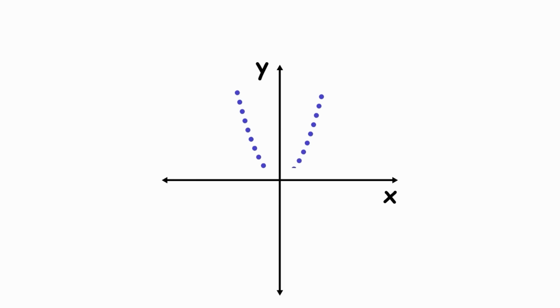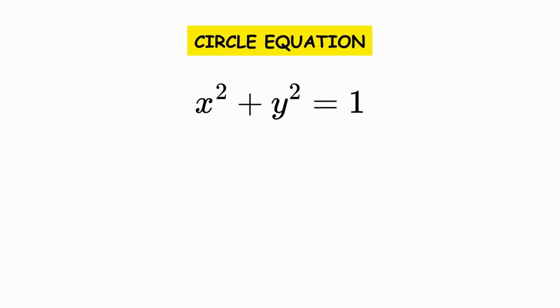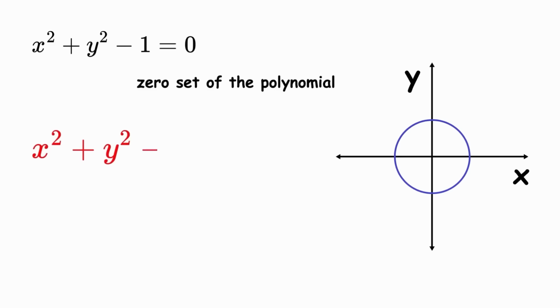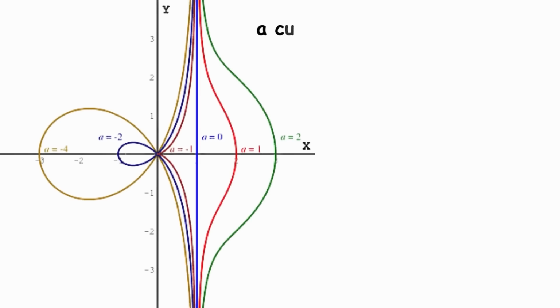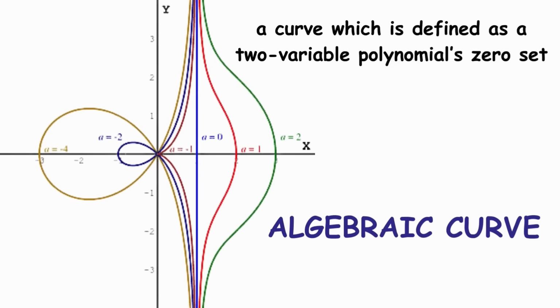The set of points composing the parabola is known as the polynomial's zero set. As another example, we can rearrange the circle equation to x squared plus y squared minus 1 equals 0. So the circle consists of the zero set of the polynomial x squared plus y squared minus 1. In general, a curve which is defined as a two-variable polynomial's zero set is called an algebraic curve.